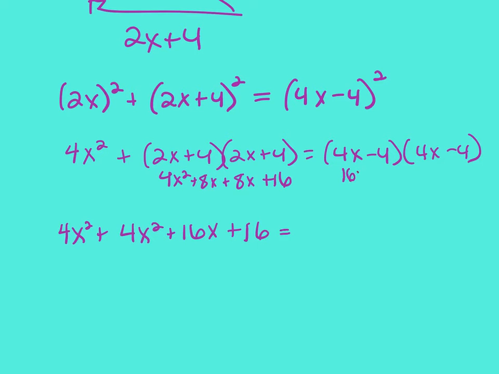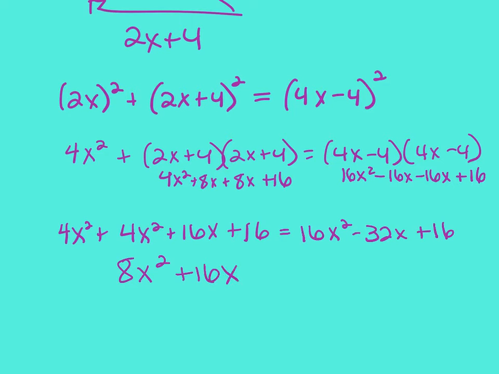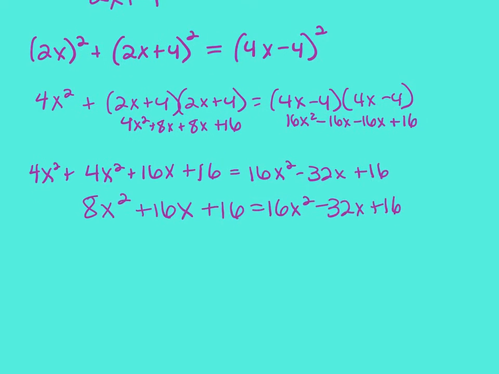This is 16x squared minus 16x minus 16x plus 16, or 16x squared minus 32x plus 16. So then combine the terms on the left side and the right side. This would be 8x squared plus 16x plus 16 equals 16x squared minus 32x plus 16.